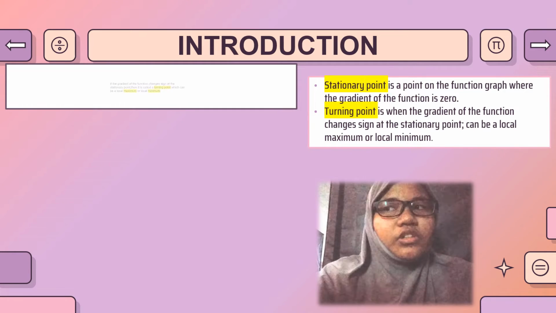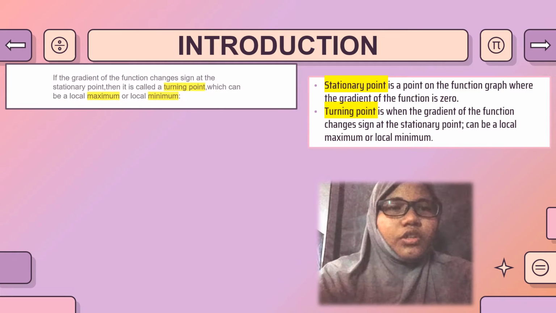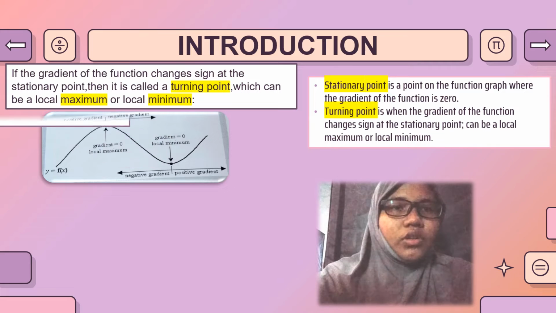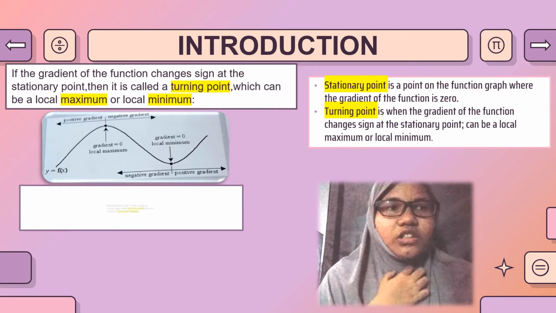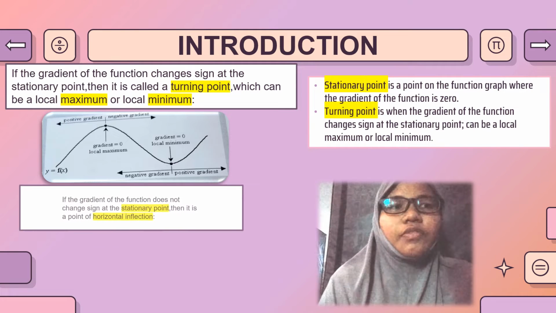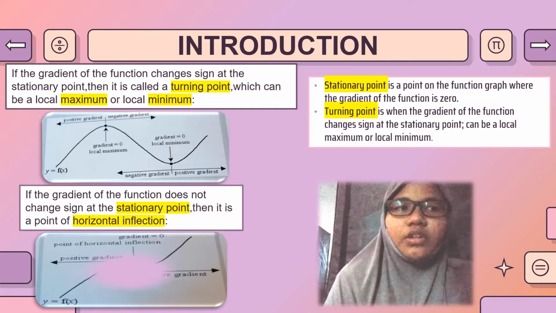If the gradient of the function changes sign at a stationary point, it is called a turning point. It can be a local maximum or a local minimum. If the gradient of the function does not change sign at the stationary point, then it is a point of horizontal inflection.